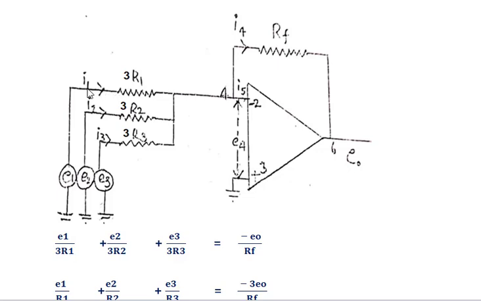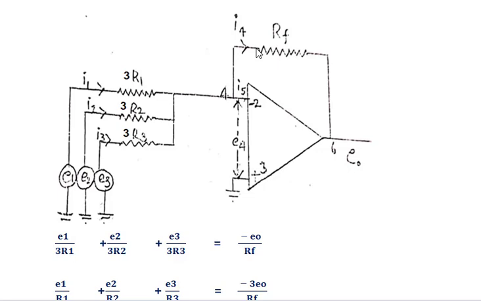The E1 is the EMF applied to the first resistor 3R1. The current passing through the resistor is I1. Number 2, E2 is the voltage applied to the second resistor 3R2. The current passing through the circuit is I2. E3 is the third input voltage applied to 3R3. The current passing through it is I3. So three voltages are meeting at the point A.